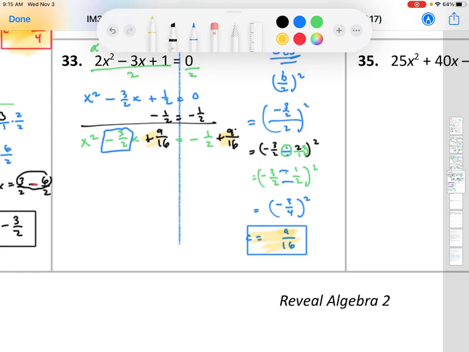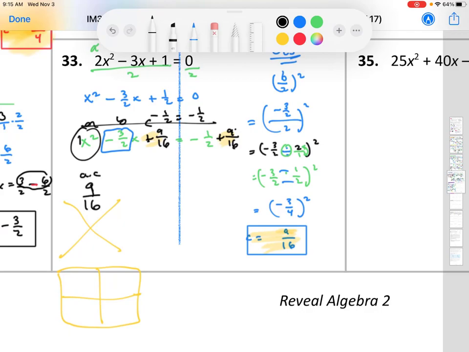Okay, let's go ahead and factor this one over here. So I have my a value and your c value, a, b, c. A times c is going to be 9/16. And our b value is negative 3 halves.